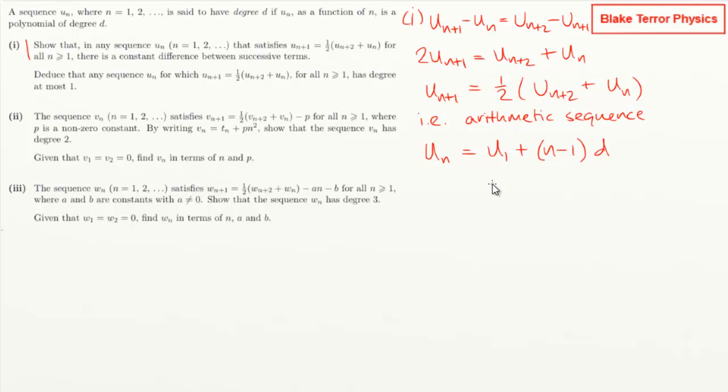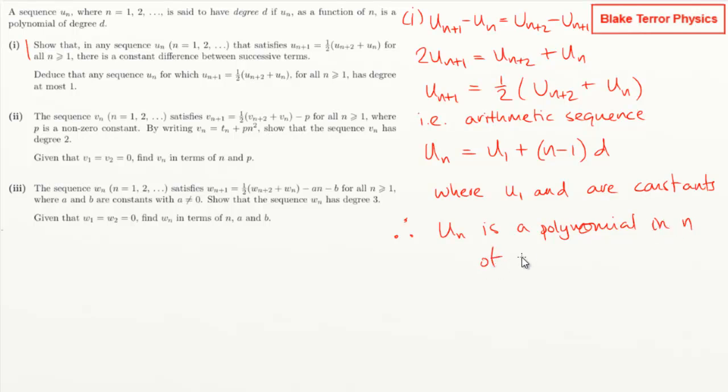So we've got this. I mean, that is a polynomial of degree 1, isn't it? Because we've just got that one n there, an n to the power 1. u1 and d are both constants. So let's put that in as well, where u1 and d are constants. I don't think there's really much else to say on this. So therefore, un is a polynomial in n of degree 1.